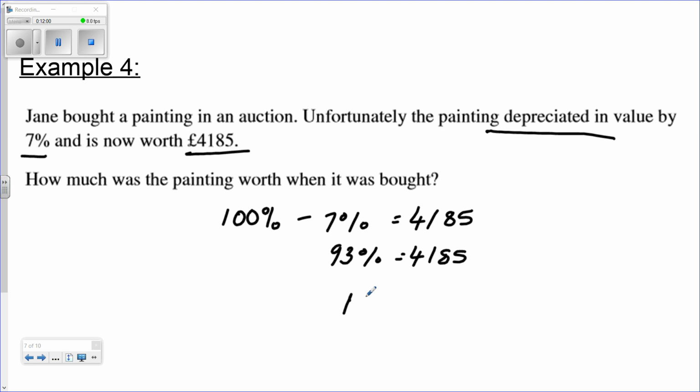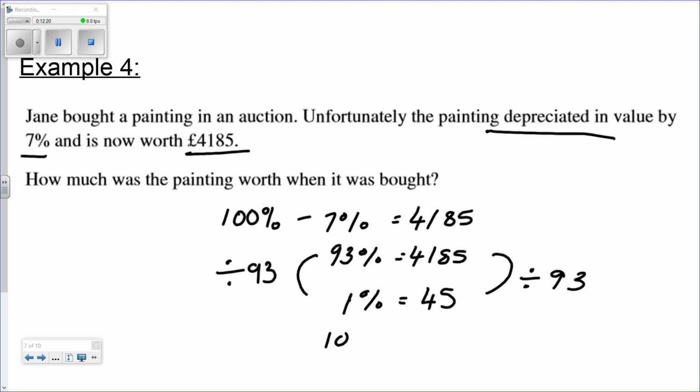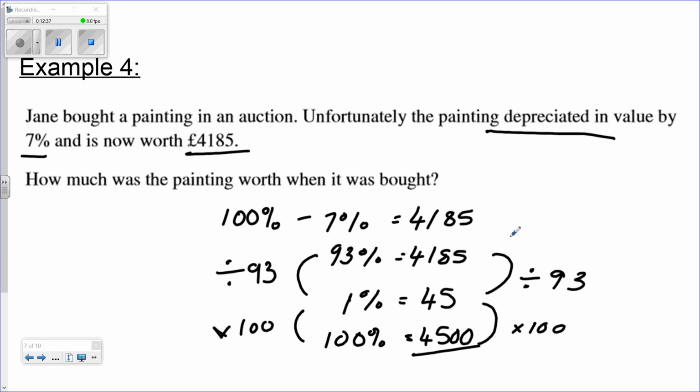So if we could work out what 1% was, we could then work out what 100% is. So remember, we can divide both sides by 93, and that gives us what 1% is. Dividing both sides by 93 gives me £45. But 100% of the value would then be timesing by 100 to get what the painting was worth originally when it was bought. So if I times that by 100, it was bought for £4,500, and that makes sense. It's more than what it is now after the loss of 7%.